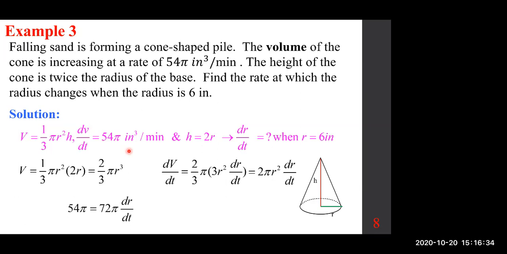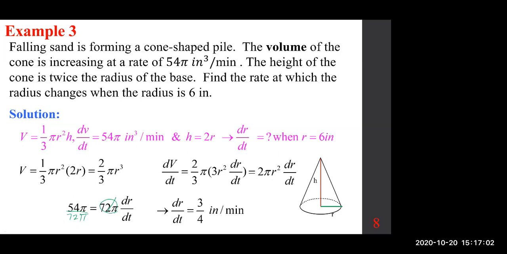So all you have to do is divide both sides by 72 pi, and that's your answer: 3/4 inches per minute, the units of the radius per unit of time.